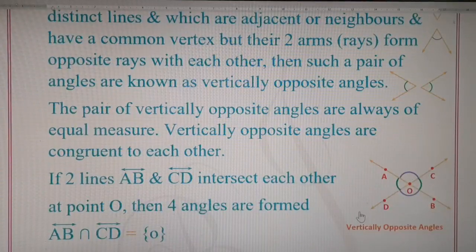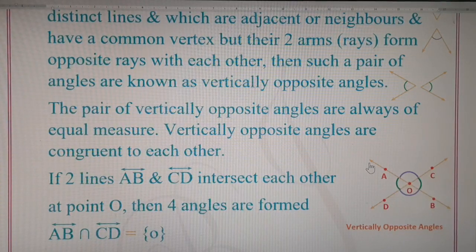So if we look at this diagram, there are two lines which are intersecting each other at point O. Line AB and line CD are intersecting at point O. So we get two pair of vertically opposite angles. The first pair of angle will be angle AOC and angle BOD. So we can look at this color code marking. This violet color marked angle will be vertically opposite angle. So we can say angle AOC and angle BOD are vertically opposite angles.